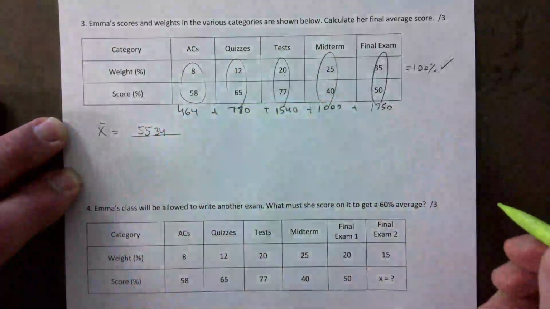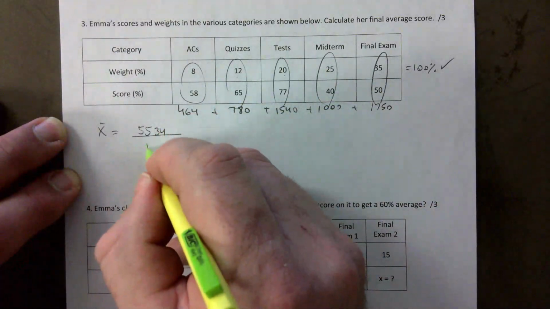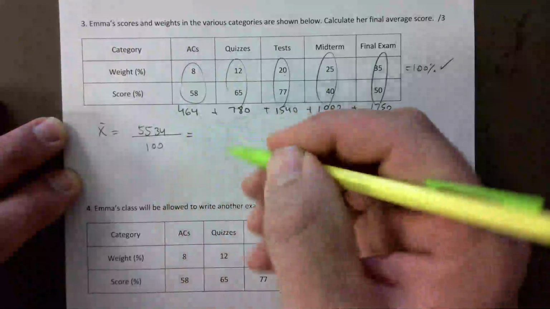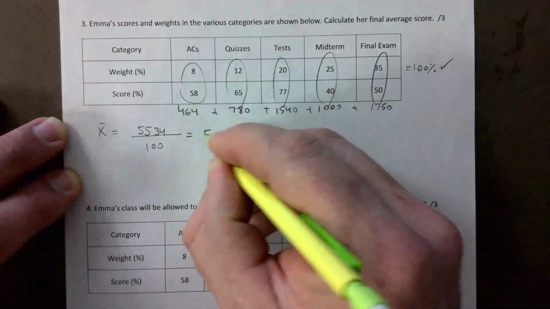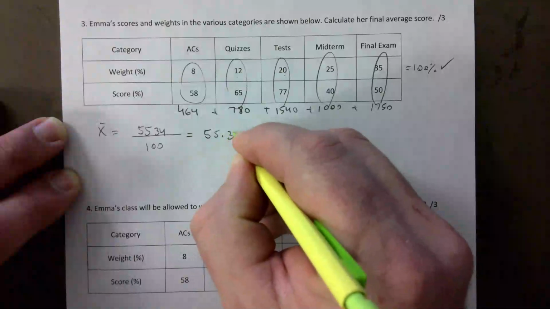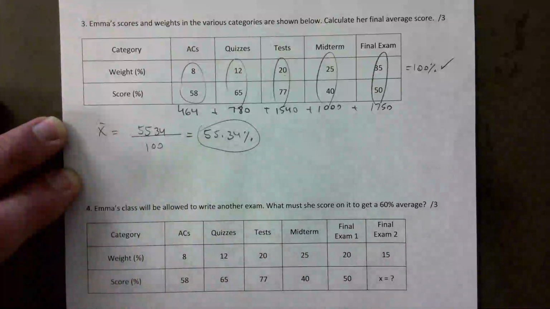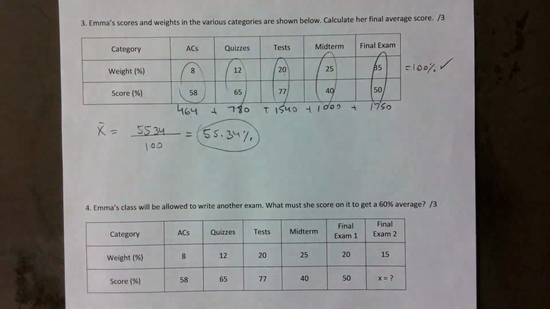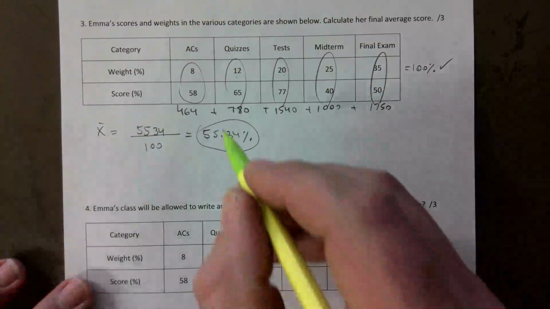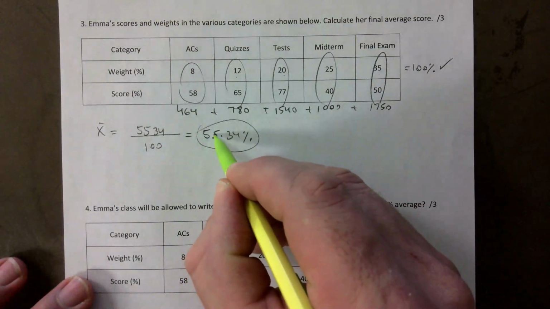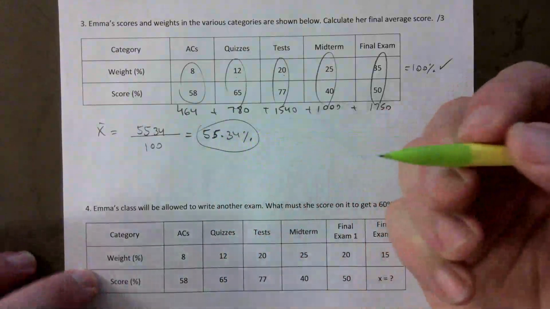5,534. And this is going to be divided by 100. And so the final score is 55.34%. Now this wouldn't be on your report card. It'll probably go 55. But still, just state it to 2 decimals. You'll always be on the safe side to round to 2 decimals, especially if it's a score which can be like this, right? It can be a decimal.